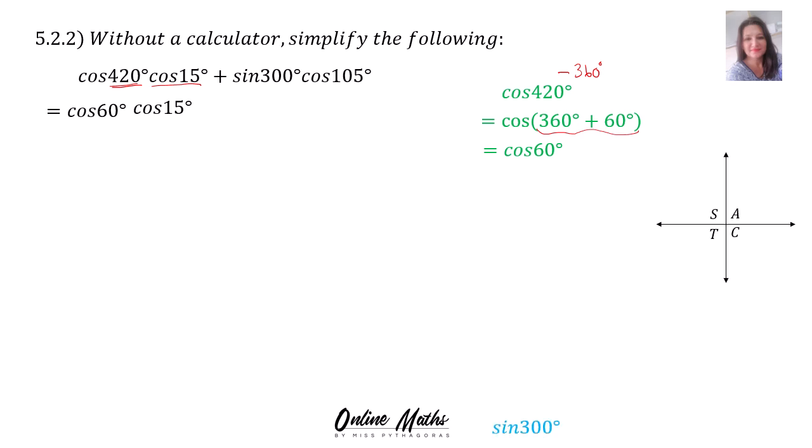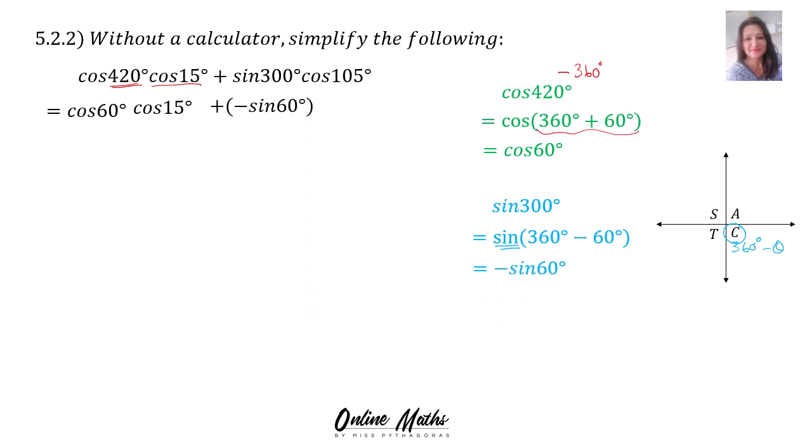Now that one, let's do it here. We will use the reduction formula sin (360 minus 60). And remember, this is the 360 minus quadrant. So therefore, this is cos's quadrant. So sin will be negative. So that one reduces to negative sin 60. So there's your negative sin 60. I put it inside a bracket.